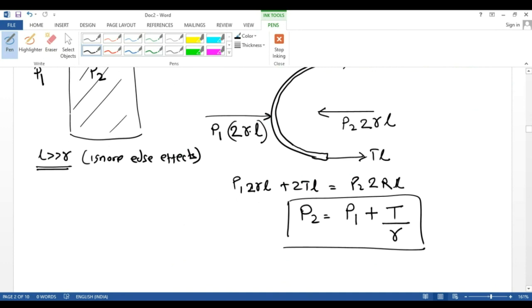So that leads us to a fairly simple condition, which is very easy to remember. Whenever there is an interface between any liquid and air, the pressure on the concave side of the interface is always more than the pressure on the convex side. If the interface is spherical, the excess pressure is 2T divided by R, and if the interface is cylindrical, the value is T divided by R. So we will continue from here.